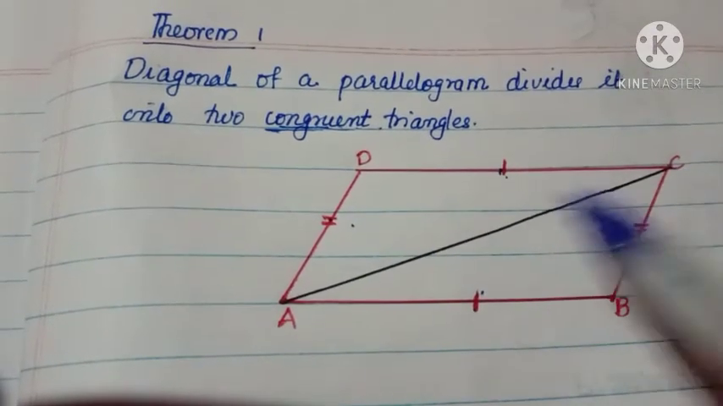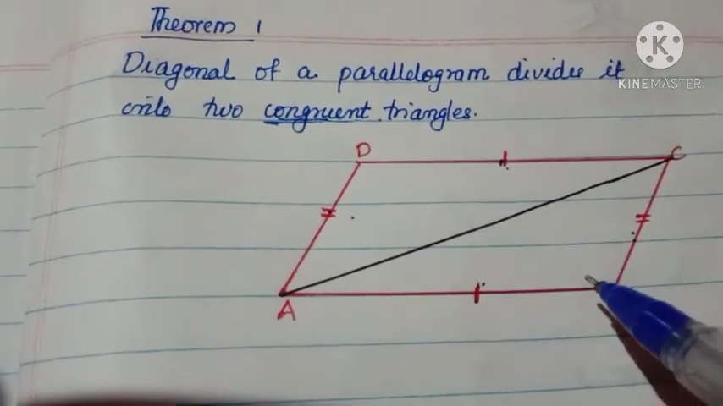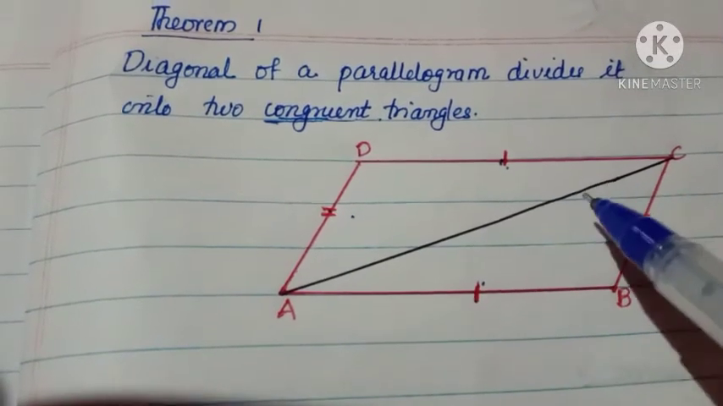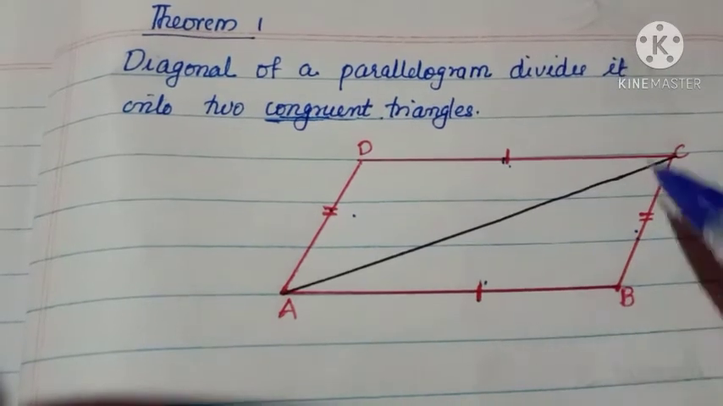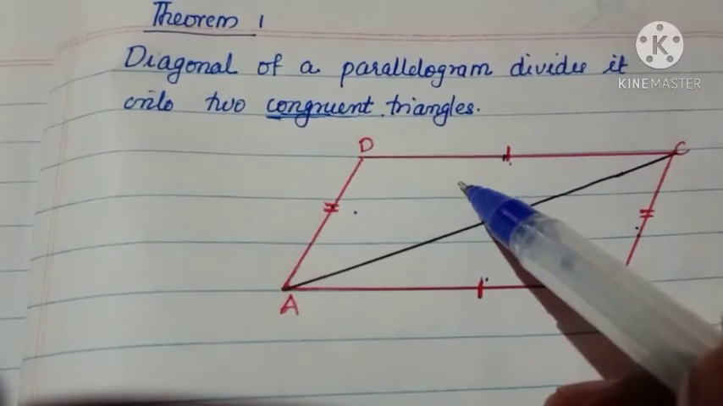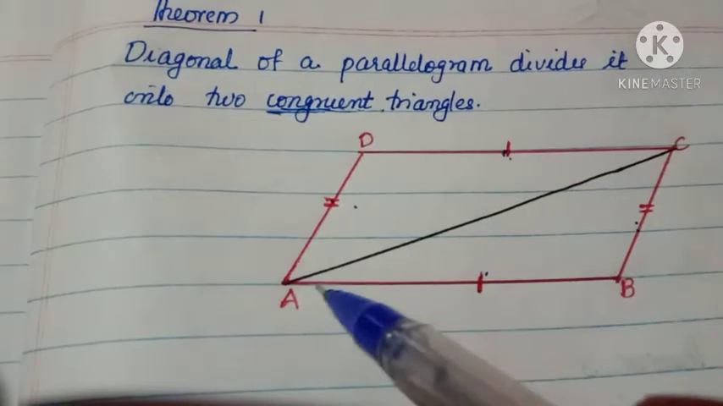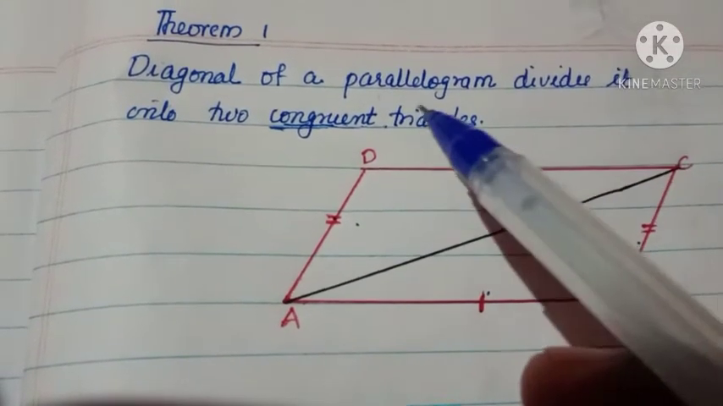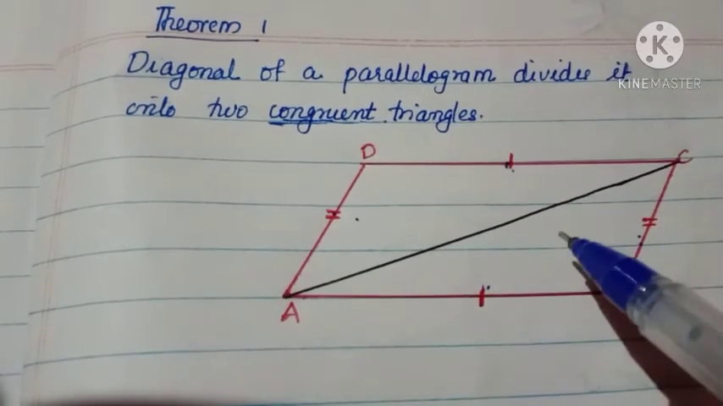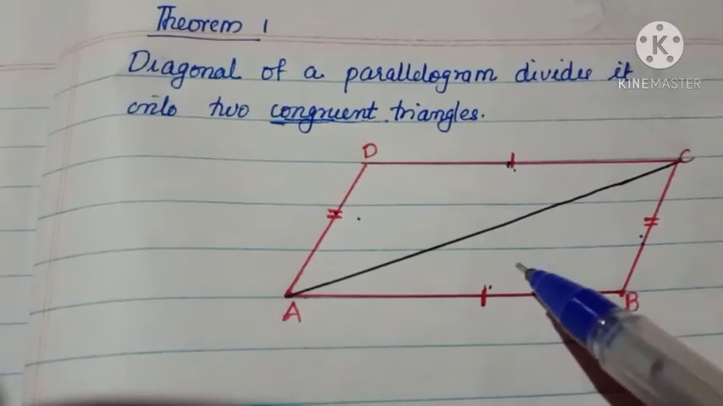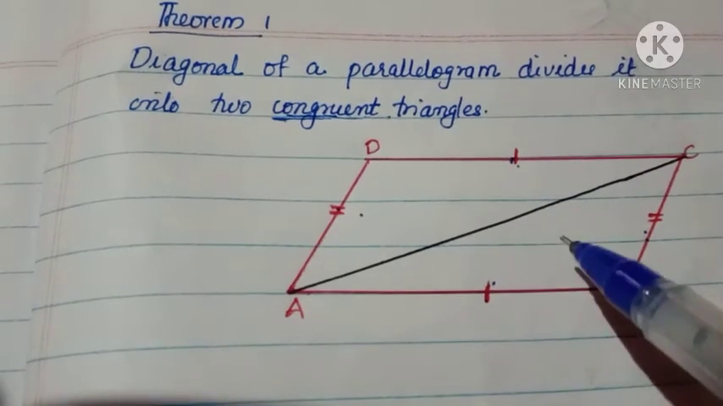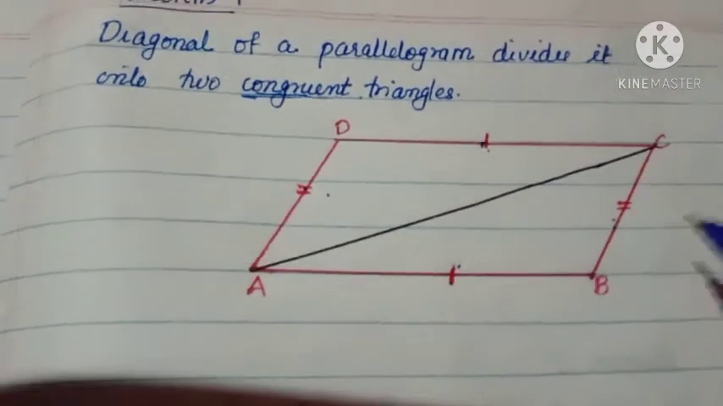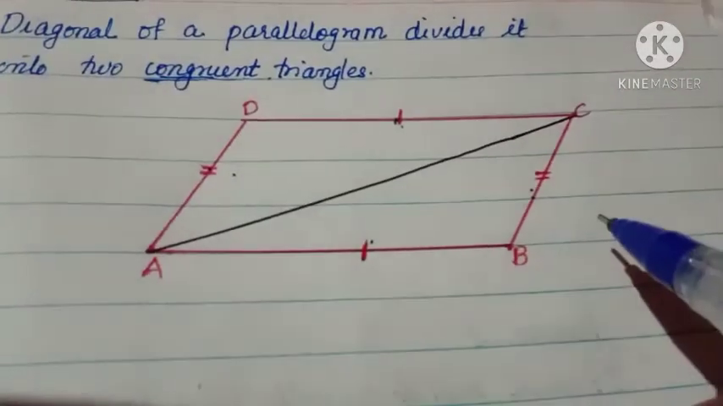Now AC is the diagonal. AC and BD are the diagonals. So here AC is one of its diagonals. Listen, this diagonal divides the parallelogram into two triangles. What are the triangles? ABC and ADC. Congruent means we need to prove these triangles have the same size and shape, or to prove these two triangles are congruent to each other by using our congruence rules.